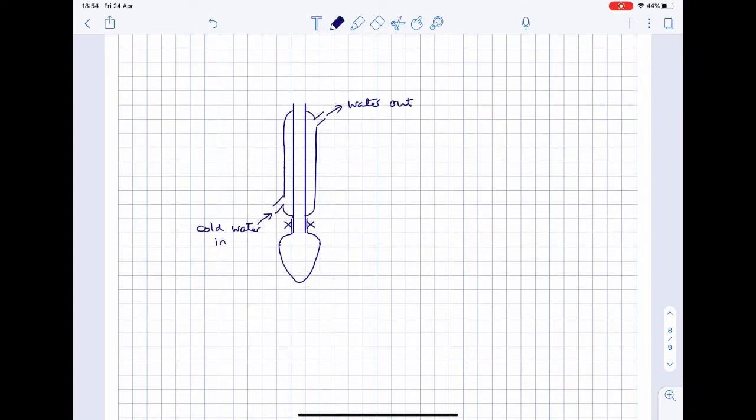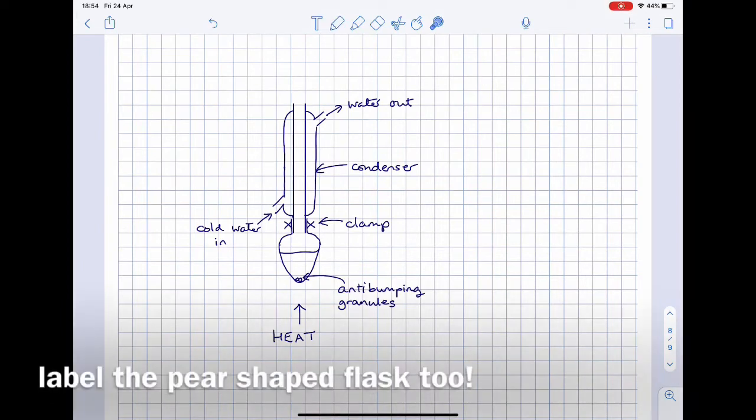We can draw the mixture in the flask, and we can add some anti-bumping granules, and then we label heat. We don't need to draw a Bunsen burner, we just write heat to heat the mixture. We can label the condenser and the clamp. The most common mistake is people put a bung on here.